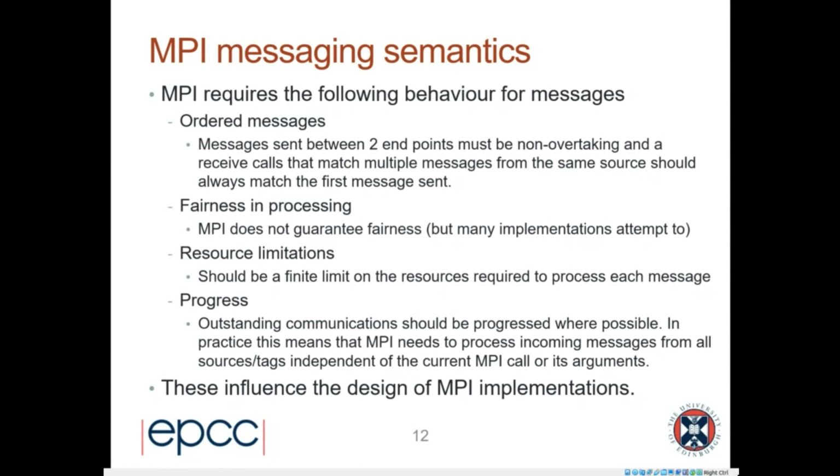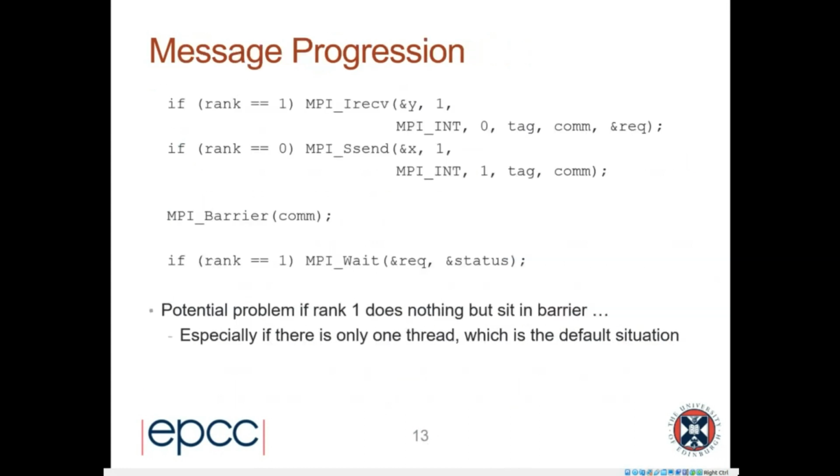And progress, we'll talk about this later on, but outstanding communication should be progressed wherever possible. This is an interesting one, and this is where MPI doesn't behave like you think it does, and I'll talk about progress later on. These influence the design of MPI implementations. So message progression, here it is.